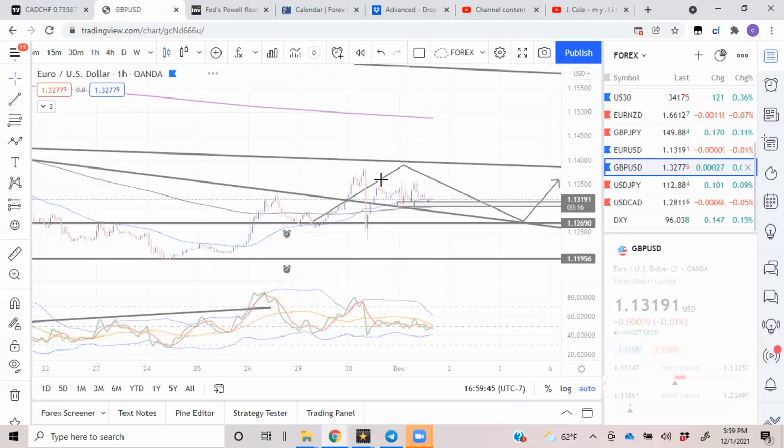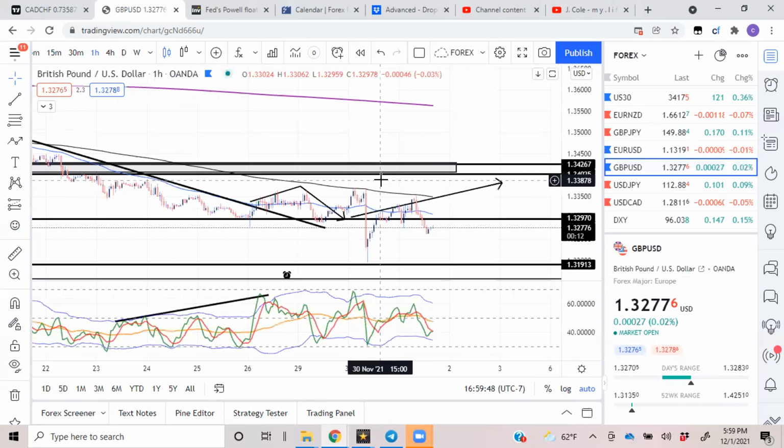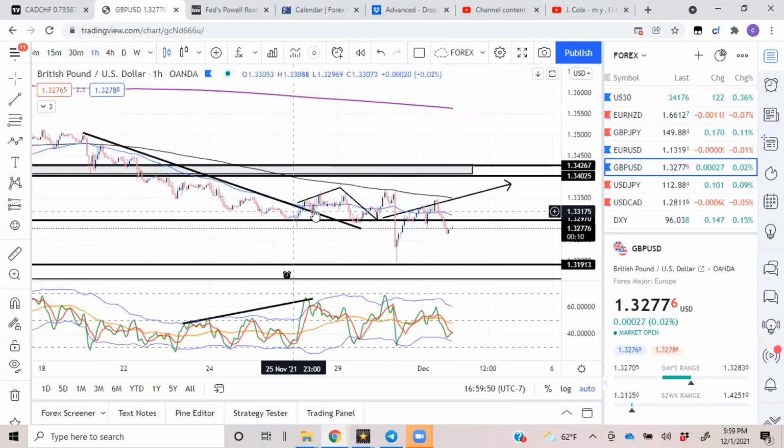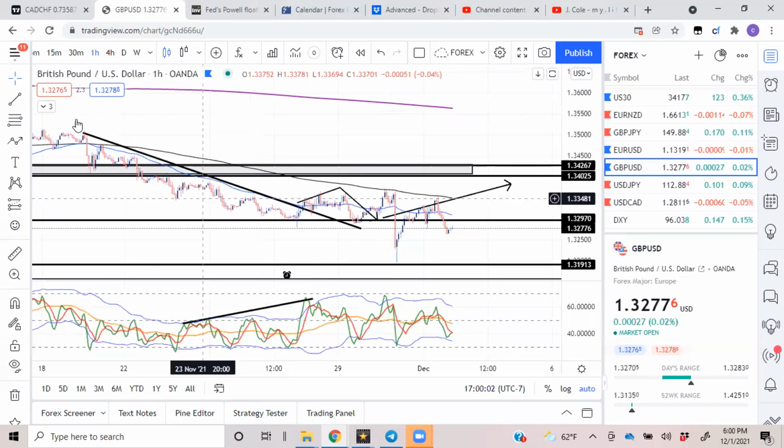Now let's get into GBP USD. GBP USD did what I wanted it to as well. We had this downtrend right here. We got the break, boom, it bought up. Now I wanted this to buy up higher, to be honest, but there is a level right here, because let me show you.